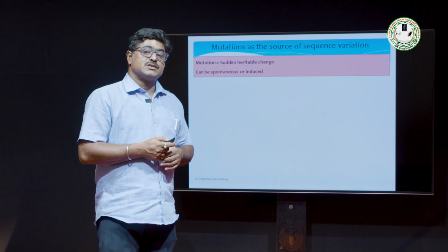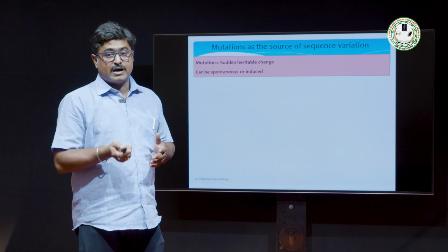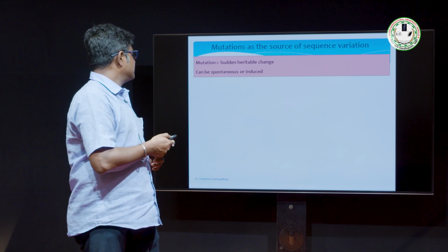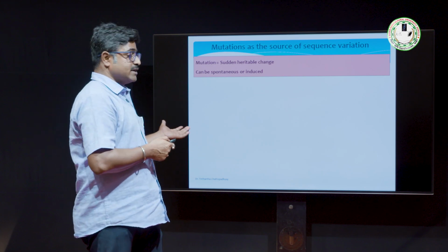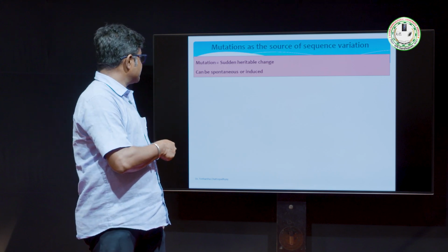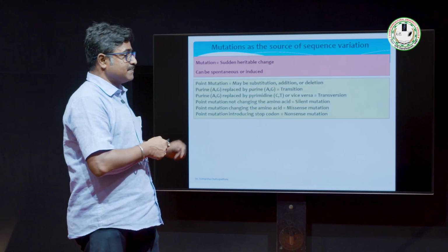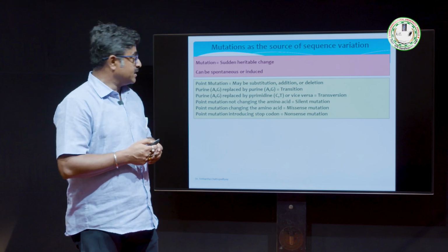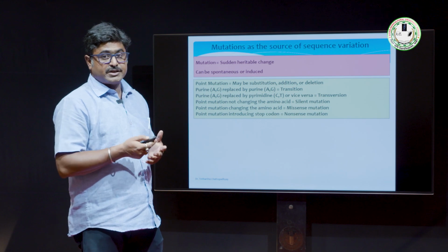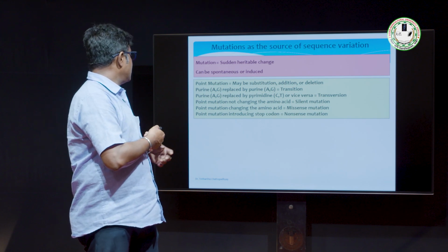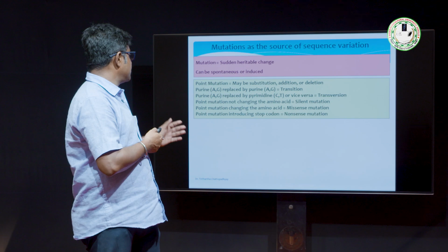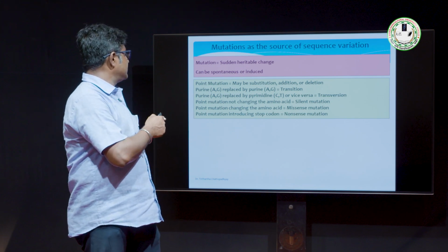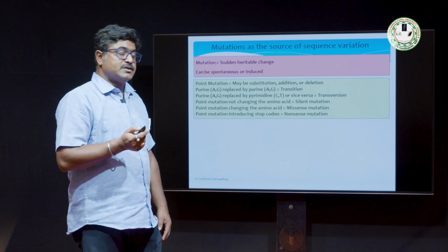So mutations are the source of the sequence variation that I was talking about. Now if we try to define mutation, it is a sudden heritable change, and it can be spontaneous or induced. Induced mutagenesis is again a different topic that can be dealt with in a separate lecture. And let me define some of the basic types of mutation. Point mutation means a change of the nucleotide sequence. It may be a substitution, an addition or a deletion. When purines, that is A and G, are replaced by a purine itself, then we call it a transition mutation. And when a purine is replaced by a pyrimidine or vice versa, then we call it a transversion, right?